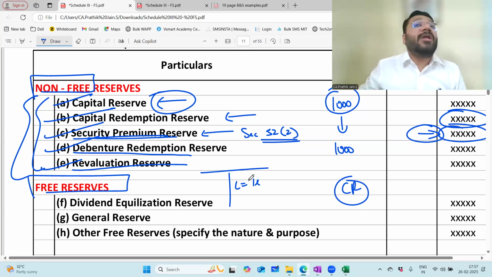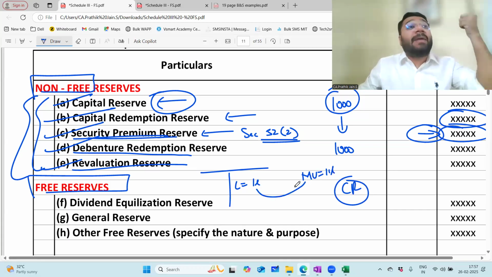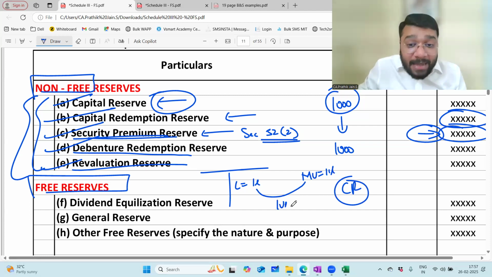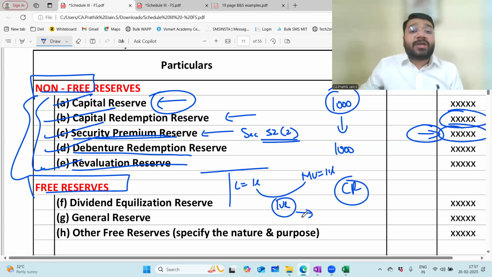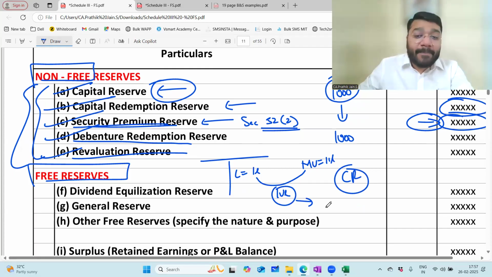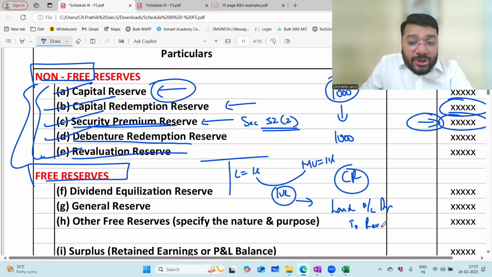Now you want to upgrade your land value to the market value. The market value of the land is 11 lakh rupees. So now the land value has increased by how much? 10 lakh rupees. So please tell me, what will be the journal entry for this 10 lakh rupees? Very good. Land account debit to revaluation reserve. Revaluation reserve 10 lakh and 10 lakh.